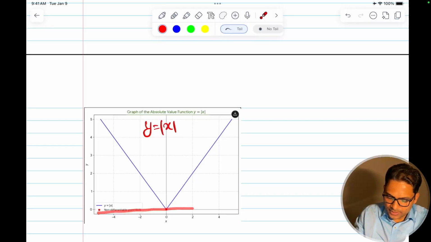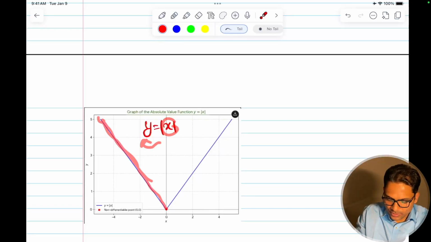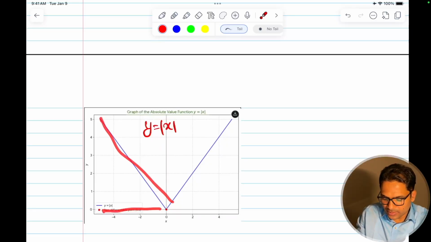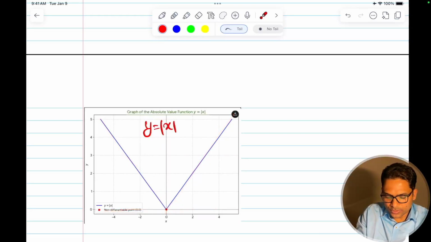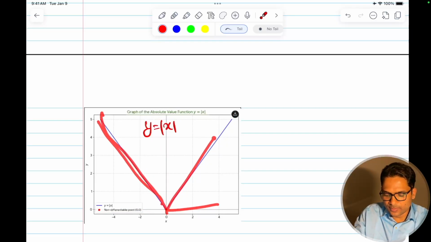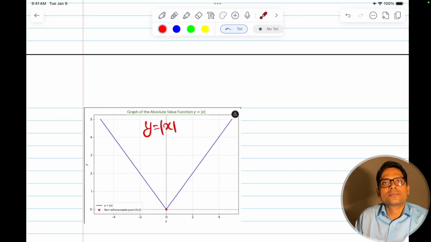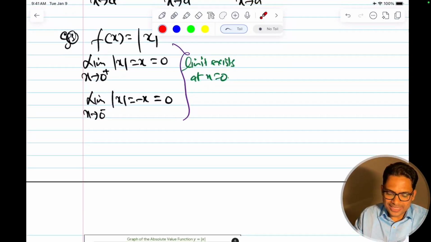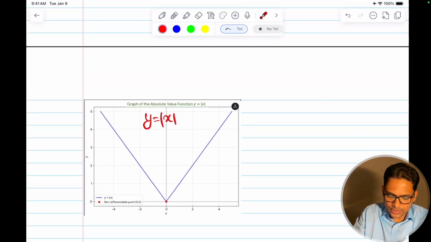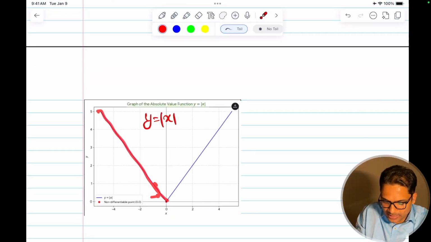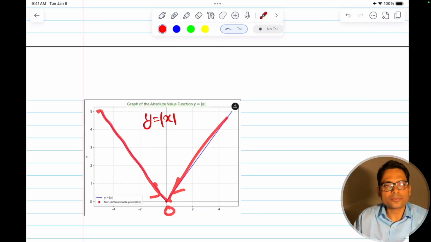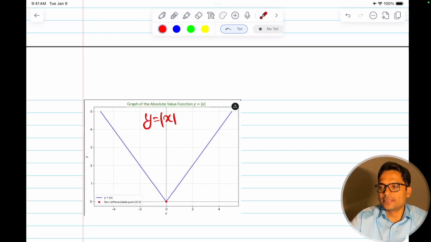Whatever is the value of x, mod of x means y will always be positive. Even if x is negative, y is positive. Even if x is positive, y is positive. So for both negative and positive x, y will always be positive. But you see there's a V-shaped curve here. We'll come back to this example, but limit exists at x equal to 0. Limit exists because if you come from the negative side or positive side, it will be 0 only.